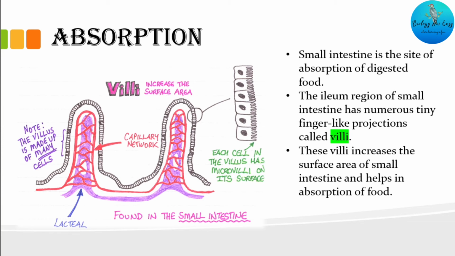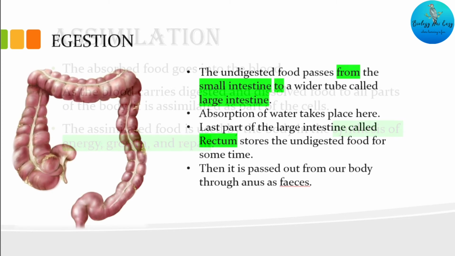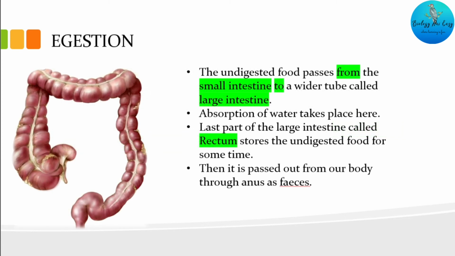Now, the question that arises in my mind is, what happens to the absorbed food? As the blood carries digested and dissolved food to all parts of the body, it is assimilated as part of the cells. The assimilated food is used by the body cells for obtaining energy as well as for growth and repair of the body. And the last step in animal nutrition is egestion.